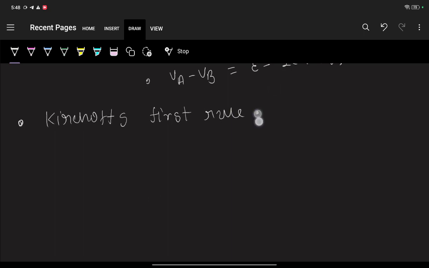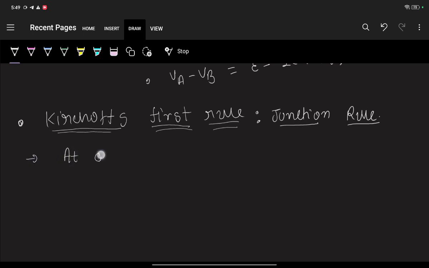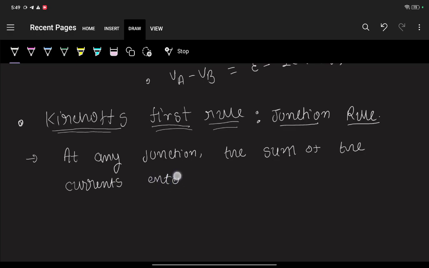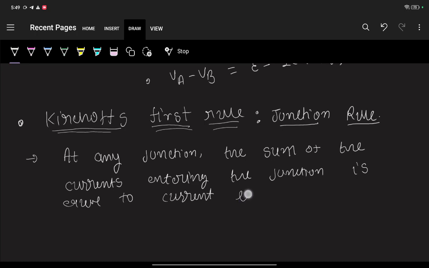Now Kirchhoff's first rule, which is the junction rule. This rule is very simple, but it has much importance in this chapter. What it says is that at any junction, the sum of the currents entering the junction is equal to the currents leaving the junction. That's it.